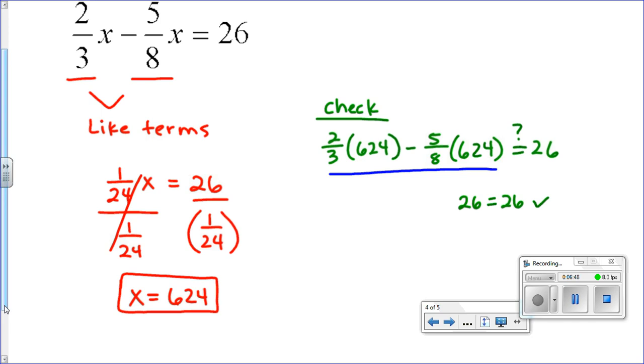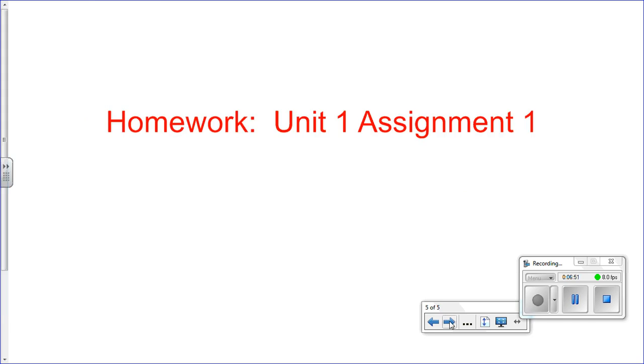Okay, now you're ready to work on Unit 1, Assignment 1.